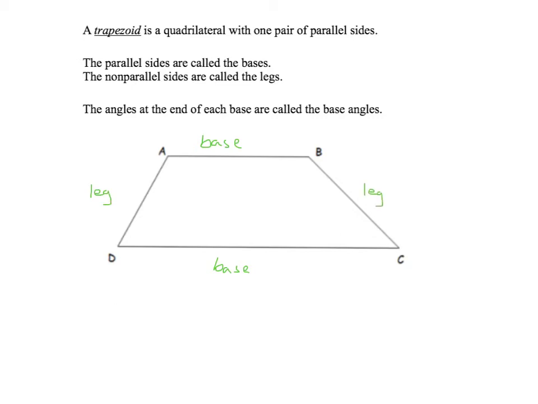Now the angles at the end of each base are called base angles. So if I paired them up, I would say this would be one pair of base angles, C and D, and then A and B would be another pair of base angles. And they come in those pairs because later on it's going to make a difference when we talk about isosceles trapezoids.